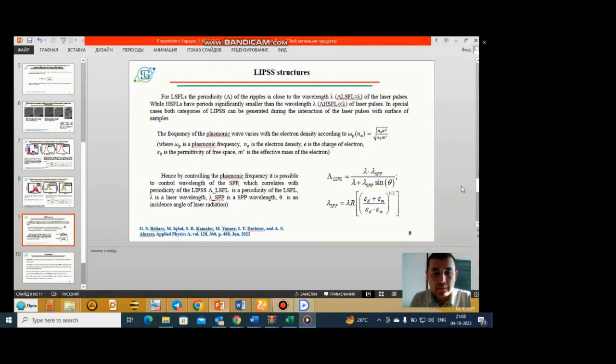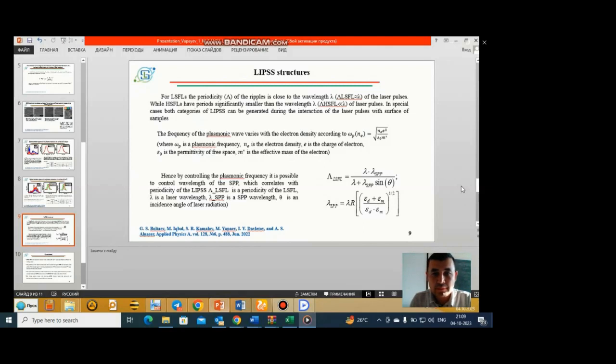LIPSS structure for low spatial frequency: the periodicity L of the ripples is closer to the wavelength, L equals lambda, of the laser pulses, while high spatial frequency LIPSS have a period significantly smaller than the wavelength, L less than lambda. Of course, both categories of the LIPSS can be generated during the interaction of the laser pulses with the surface of samples.